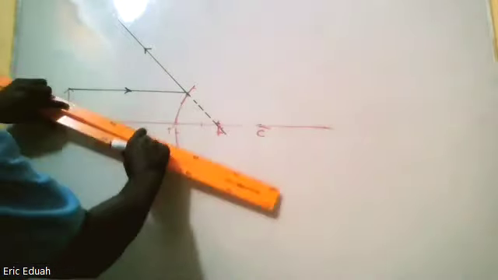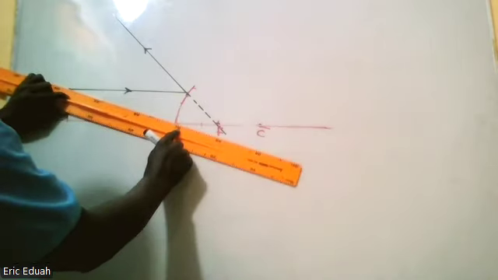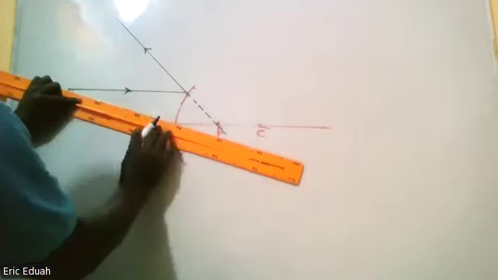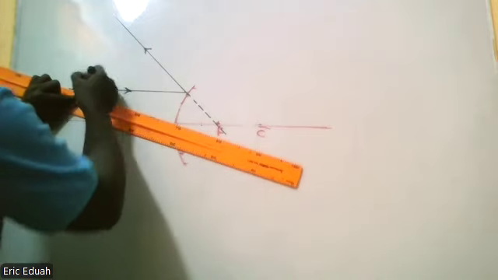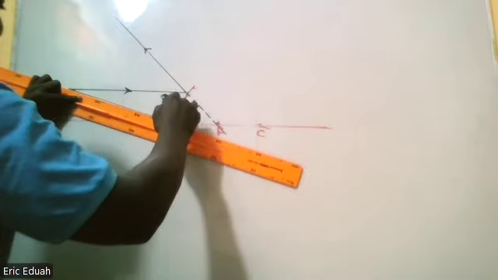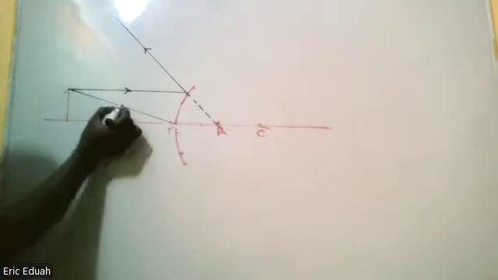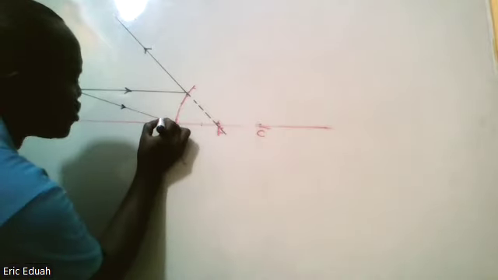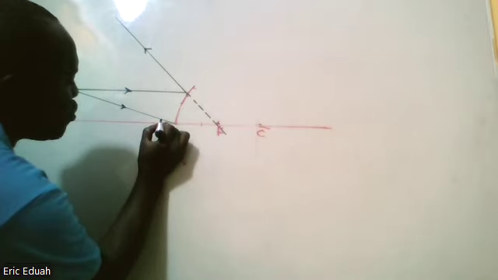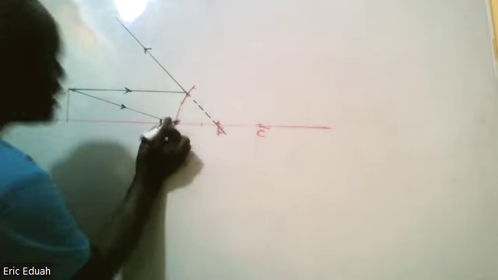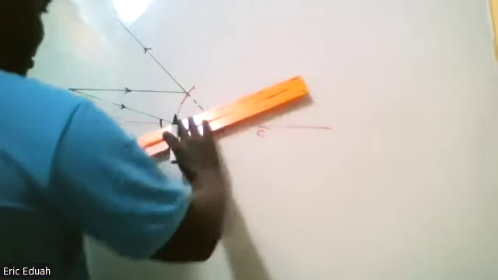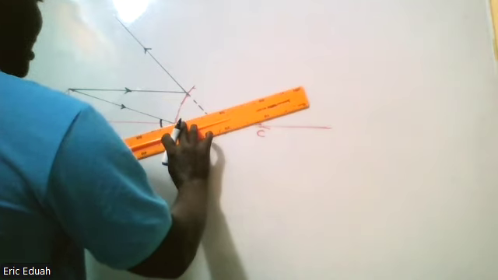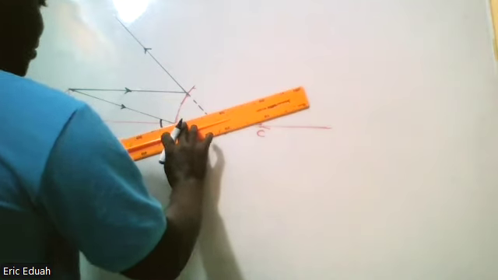Then a ray of light hitting the pole reflects at the same angle, with symmetry. So look at the symmetry. Here you must draw the angles well so that they are the same. If they are not the same, then the application of the rule is wrong.